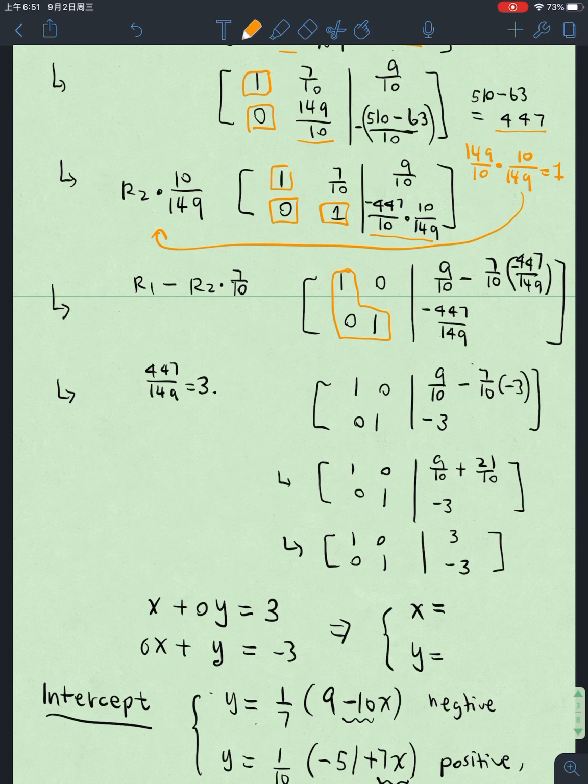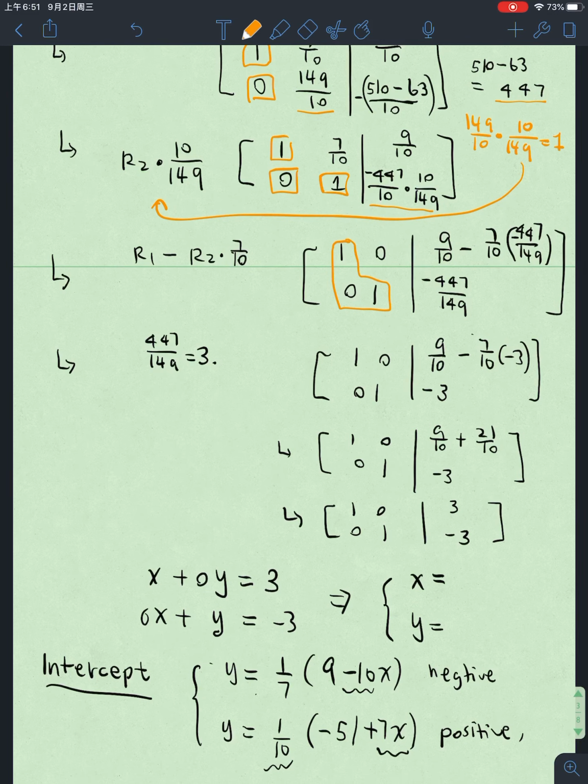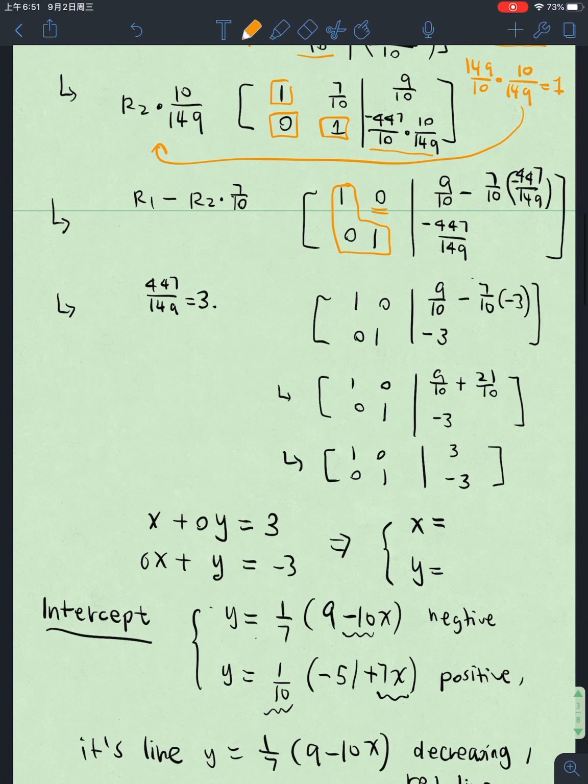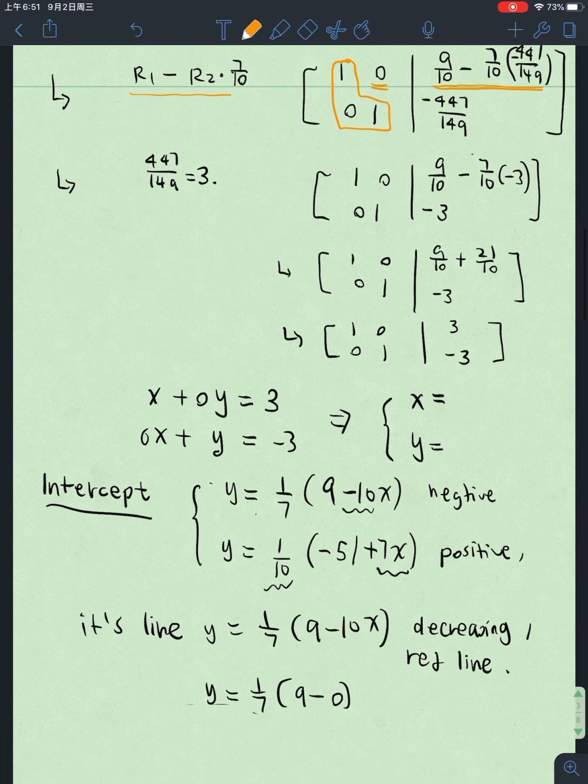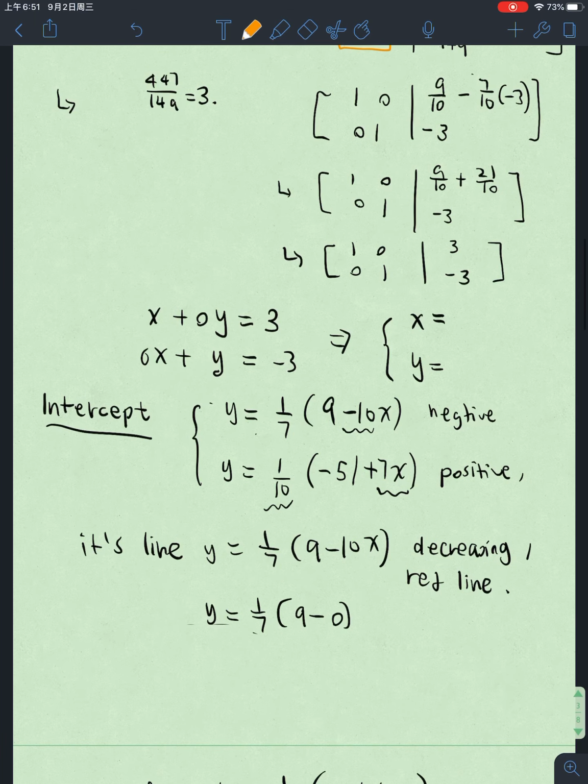After that, we need to make the numbers above this 1 a 0. So to do that, we do the replacement again. So here, row 1 minus row 2 times 7 over 10 in order to make it a 0. And also we need to do it to every number in this row. And finally, we reduce it to our REF form here.